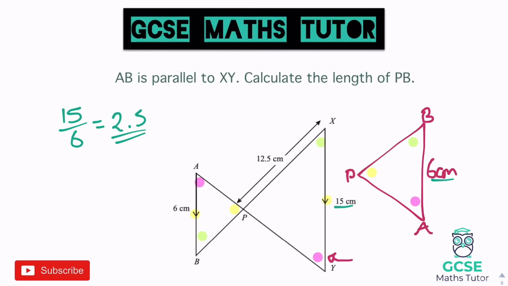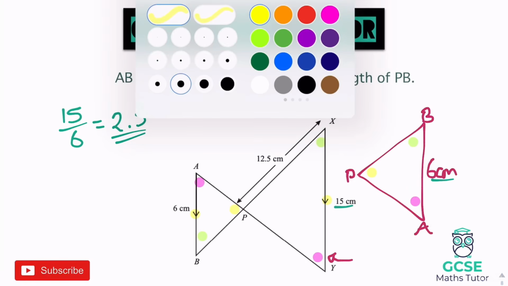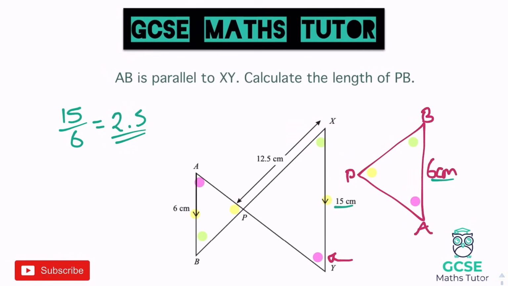It keeps coming up as well, so 2.5. Now it wants me to work out the length of P to B, which I'll highlight on my little triangle on the right. I'm running out of highlighter colours here, so let's go with this one. From P to B is this side here, and that is linked to the 12.5. And again, we're going from the big one down to the smaller one, so we're going to divide that by 2.5. 12.5 divided by 2.5 is 5. I was doing the answer there in my head. So 12.5 divided by our 2.5 scale factor gives us our answer of 5 centimetres.